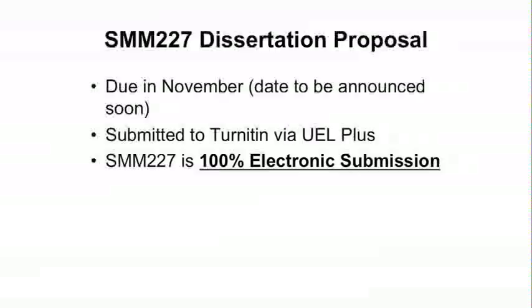So the dissertation process begins with a proposal. And as you can see from the slides, this semester, our dissertation proposal was due in November. For next semester, it will be in April. So the dissertation proposal will always be due in either November or April, depending upon your timetable and your institutional arrangements. The dissertation proposal tends to be submitted through UEL Plus. It's a document to give us a sense of what your topic is and who is the most appropriate supervisor to allocate you to that particular research.